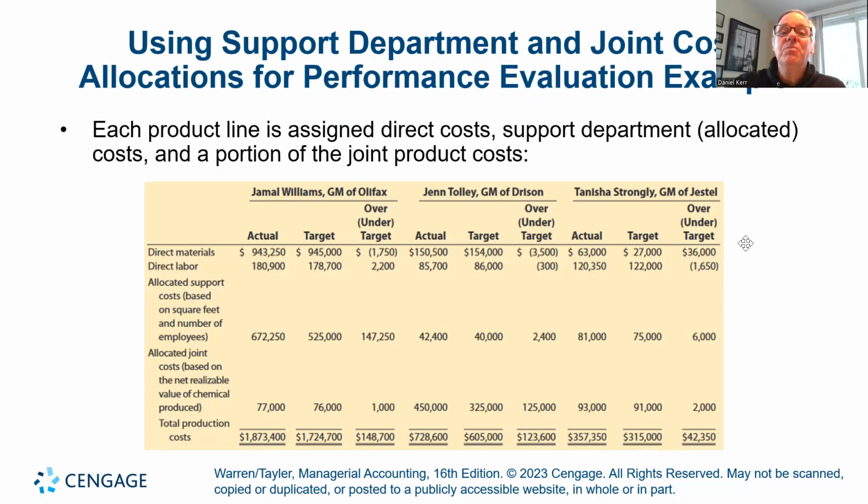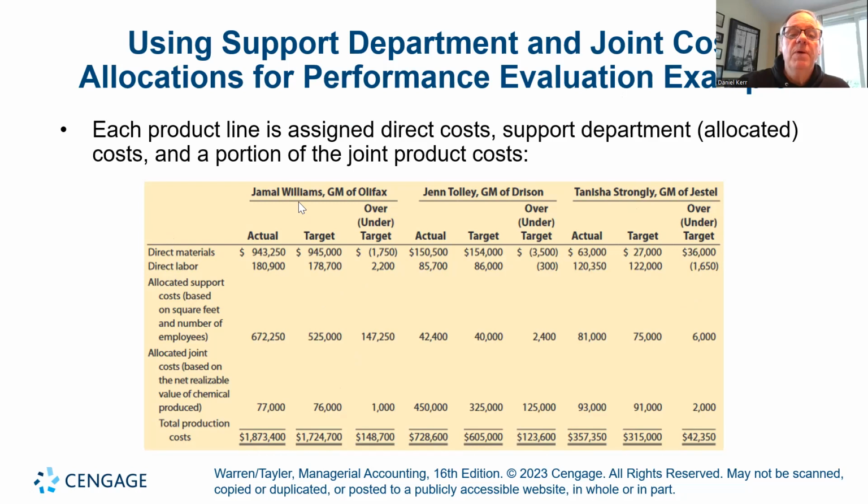So using support department and joint cost allocations for performance evaluation. So you want to evaluate these managers. And so look at that chart for a moment and ask yourself, which manager do you think is doing a better job controlling costs? So the way you read that, for each of them you've got an actual column, you've got a target column, and then you've got whether they're over or under budget. So if you go to the bottom here, if I can show my little arrow here, hope this shows up on the screen.